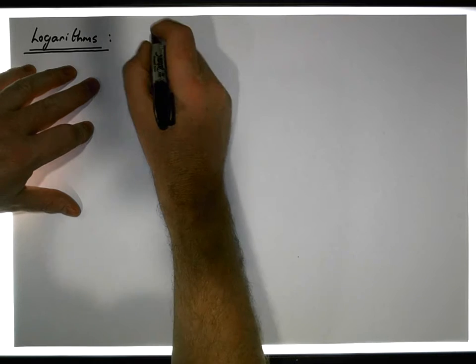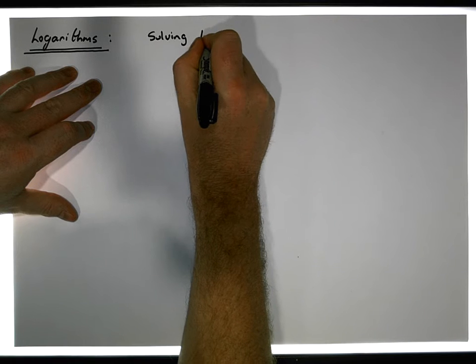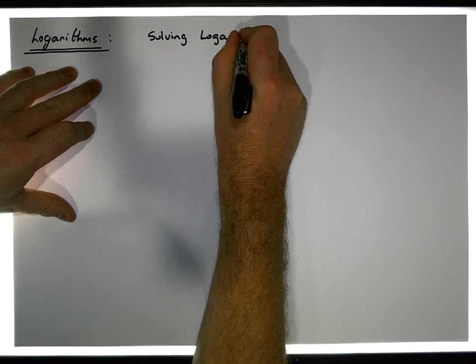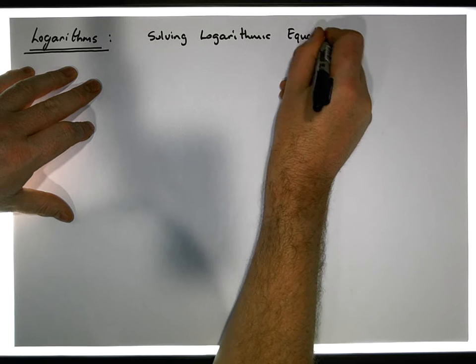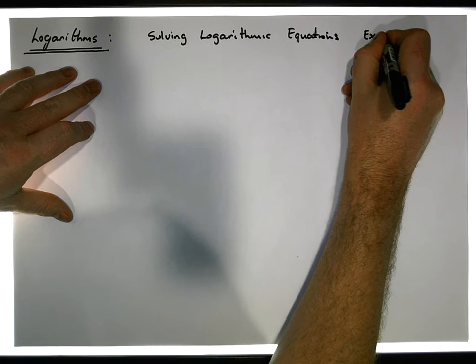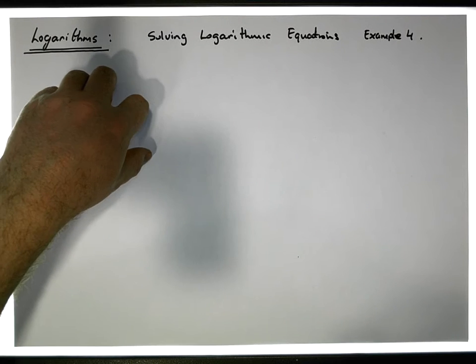In this short video, another video in our series dealing with logarithms, we're going to look at the solution to a logarithmic equation, and this is example 4. So this is, once again, solving logarithmic equations, and this is example 4 in this particular series. So what have we got?